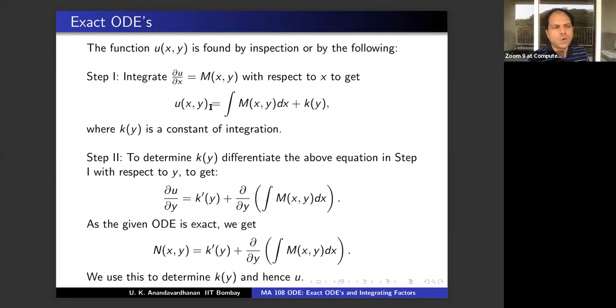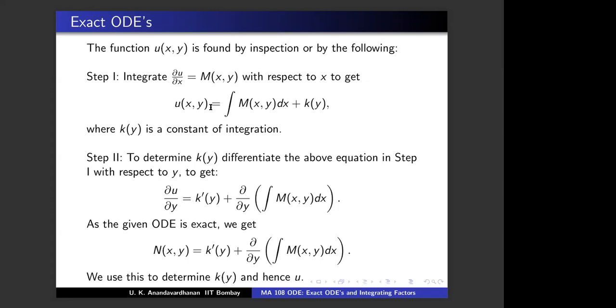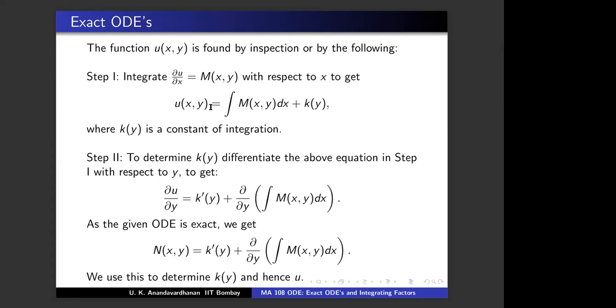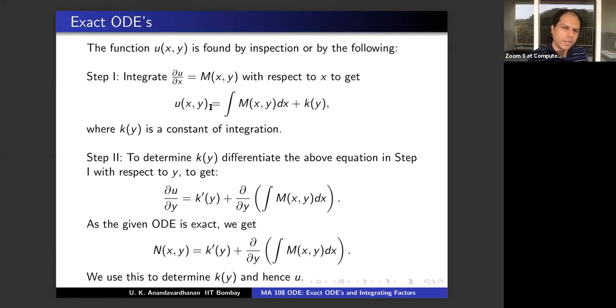So u of x, y is a function of x and y. That equal to constant will be an implicit function in x and y, like x plus y equal to constant, or x square plus y square equal to constant, or sin x times sin y is constant. That kind of a thing. When you differentiate, you have the differential equation. Here we are doing the other way. Differential equation is given, and if it is exact, this method will give you the implicit solution.